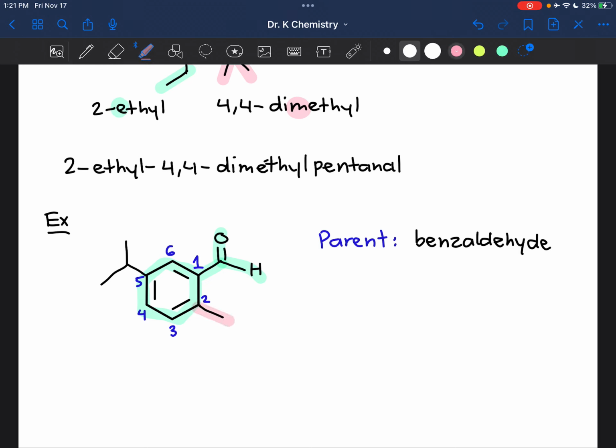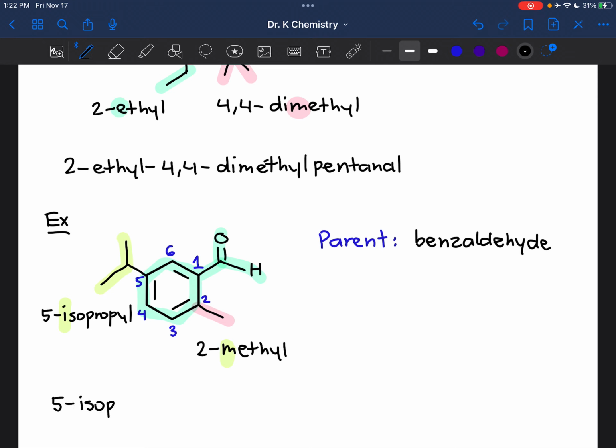And then I'll name the substituents. This one contains 1 carbon. So that will be 2-methyl. And this one has 3 carbons that are not connected together in a straight chain. That is 5-isopropyl. Keep in mind the prefix iso is considered when alphabetizing. So isopropyl will be listed first. And that will be 5-isopropyl-2-methylbenzaldehyde. And that is it.